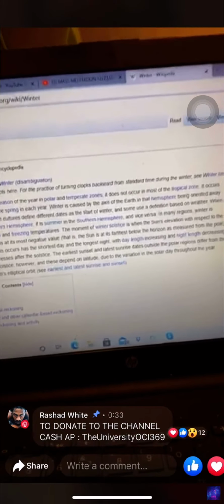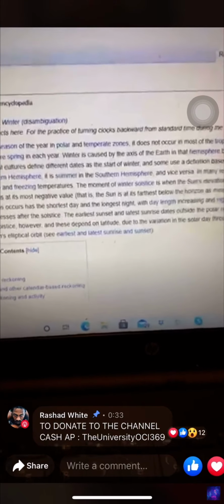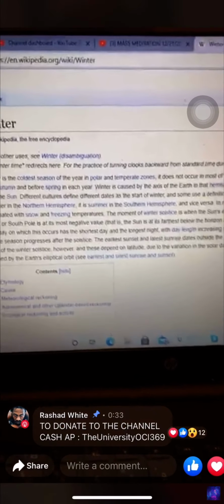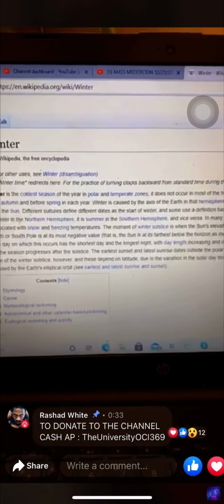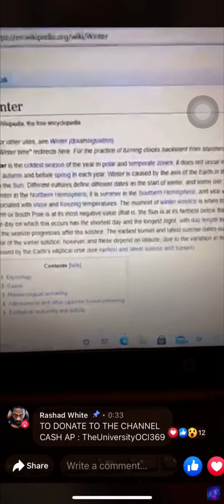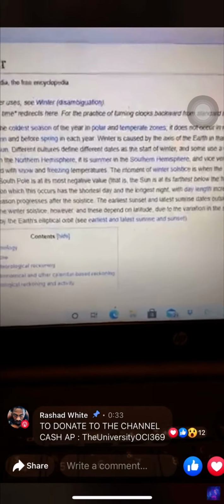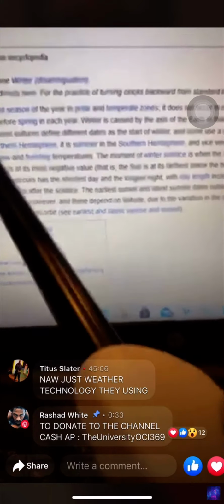All right. So they saying right here in Wikipedia that the earth is rotating on its axis and the sun is moving from one point to the next at separate times from these two hemispheres, which is causing this cold weather. That's what they saying. All right. Now let's keep going.